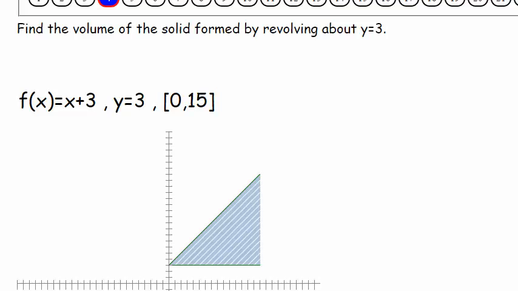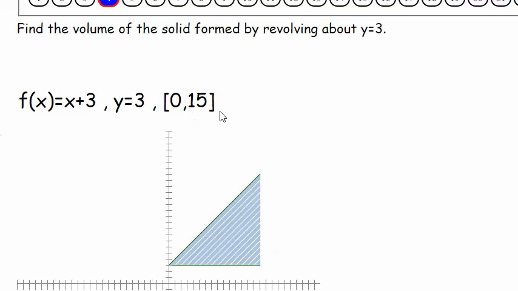And obviously we're going to be using the disk method, right? So we're not revolving this shaded region around the x-axis, we're revolving it around y equals 3, I should say. Actually, scratch all that. I didn't even mean to say the y-axis. We're not going this direction. No, we're going in this direction here.